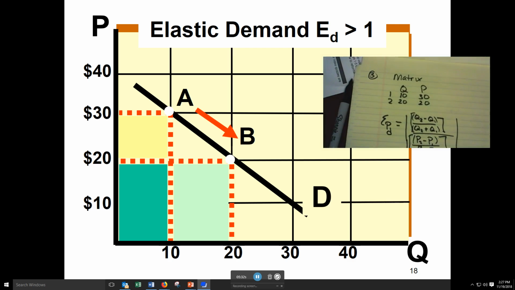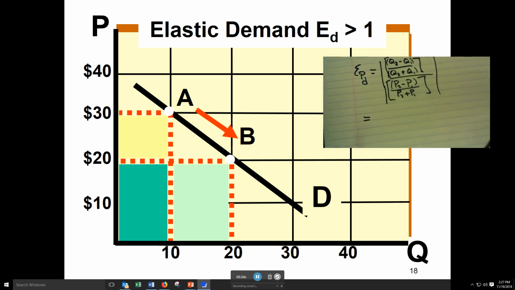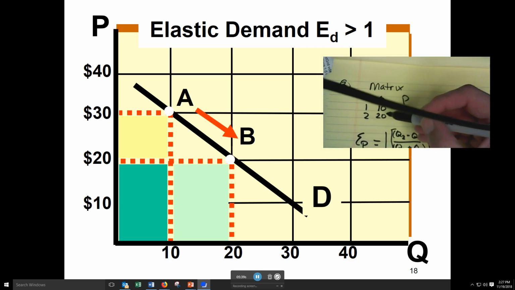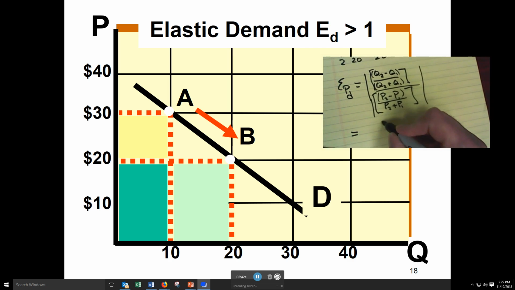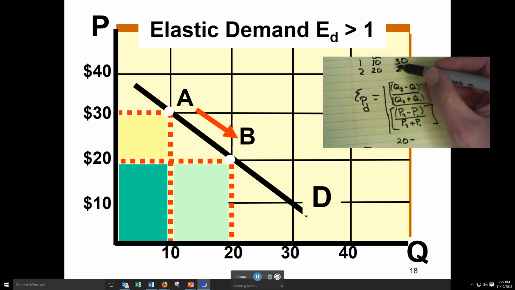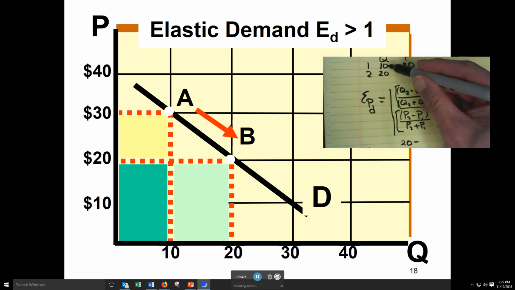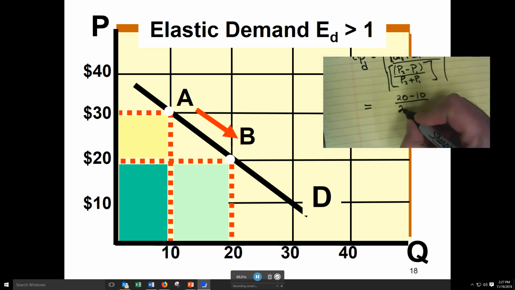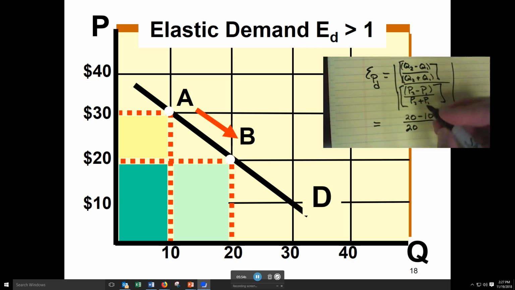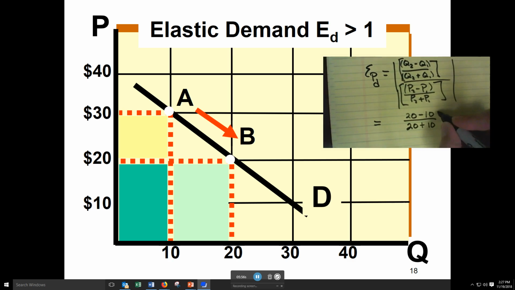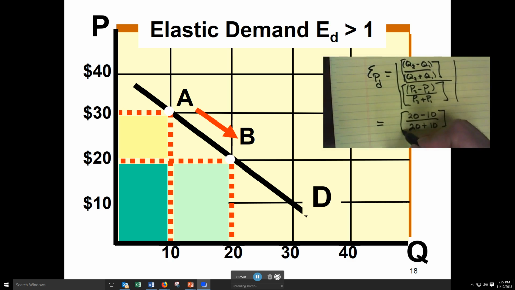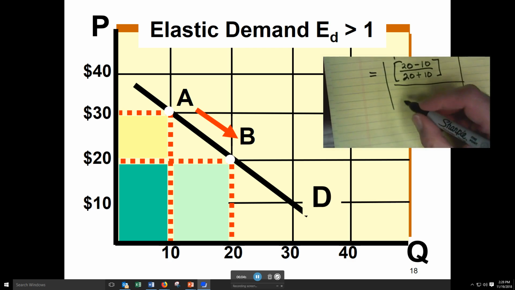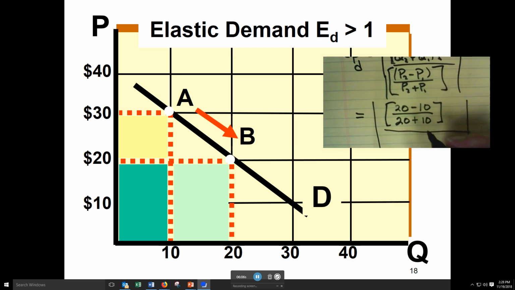Now we're going to plug and chug. Step 4, that's step 3. Step 4, plug and chug into our formula. So quantity demanded 2 from my matrix is 20 minus quantity demanded at 1, which is 10, over quantity demanded at 2 plus the quantity demanded at 1. That goes in my numerator. We're going to take the absolute value of all this. In my denominator, I have P2, which is 20.